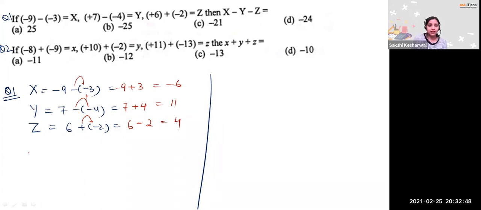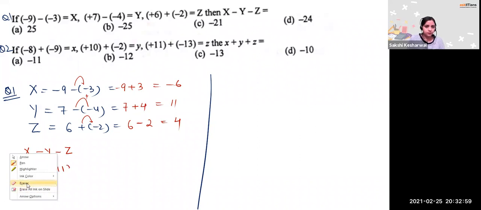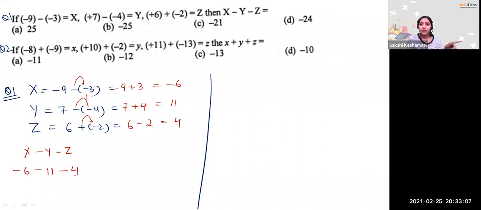Now what is it saying? It's saying x minus y minus z. So x is minus 6, minus y, it's minus 11. Wait a minute. See, this is going to be minus 11, right? And this is minus 4. So all of them are negative, so actually you will be adding. 11 plus 6 is 17, 17 plus 4 is 21. So you will add it up and put the negative sign. So minus 21 is your answer.